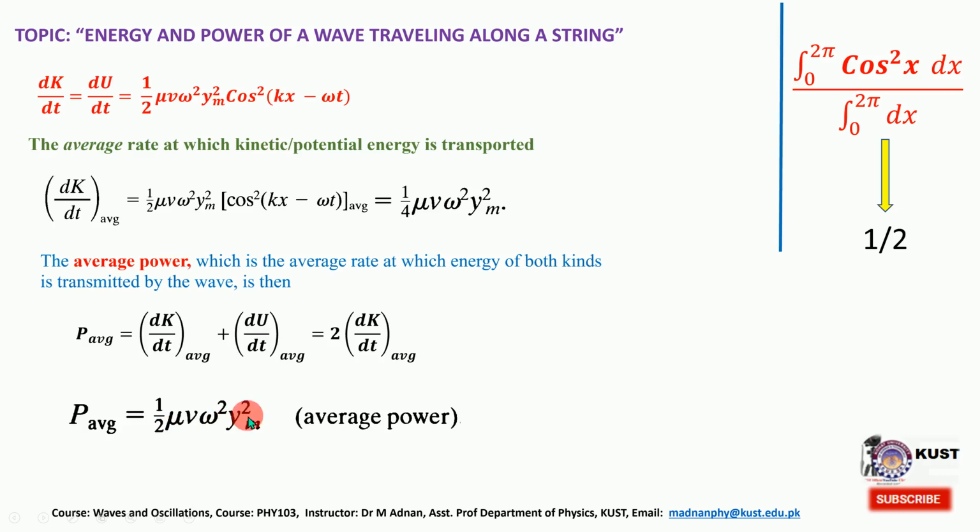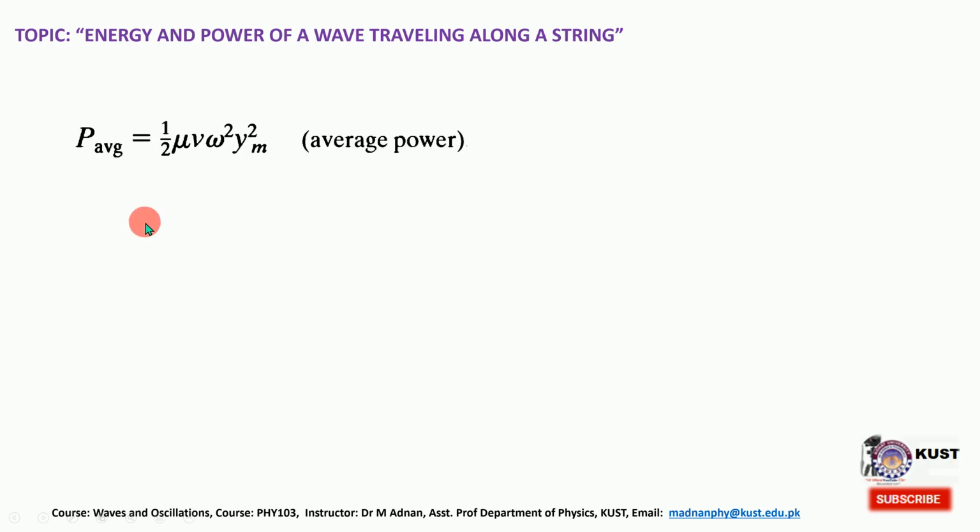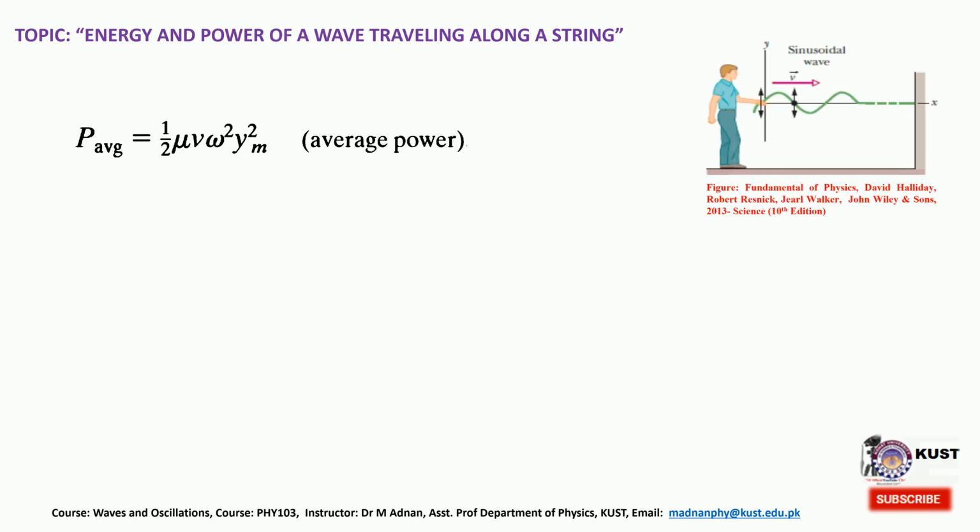This is the average power per cycle. Remember, the cycle is 0 to 2 pi. This is the power transported by the wave per cycle. Now this power, half mu v omega square ym square, is transported along the sine wave. As I told you, mu is the mass density of this rope. v is the velocity at which the wave is traveling along the string. Omega is determined by the oscillations provided by this gentleman moving his hand up and down, which would be a linear frequency, and from there one can find omega by multiplying it by 2 pi. And ym is the amplitude of the wave on the rope.